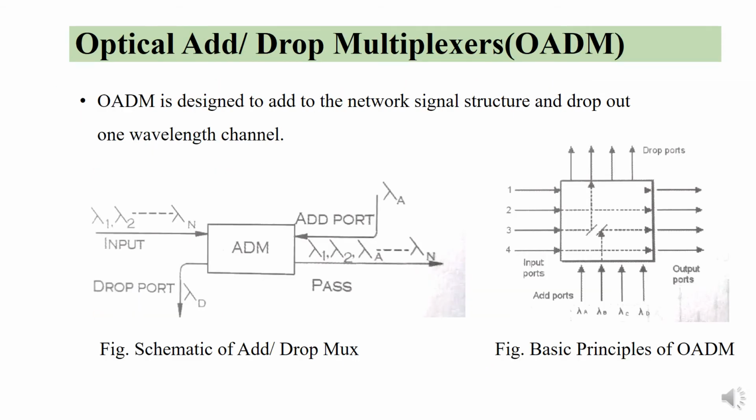Optical add or drop multiplexers. These are devices used in WDM systems for multiplexing and routing different channels of light into or out of single mode fibers. So these OADMs are designed to add to the network signal stream and drop out one or more wavelength channels. The figure shows the OADM configuration that has 4 input output ports.